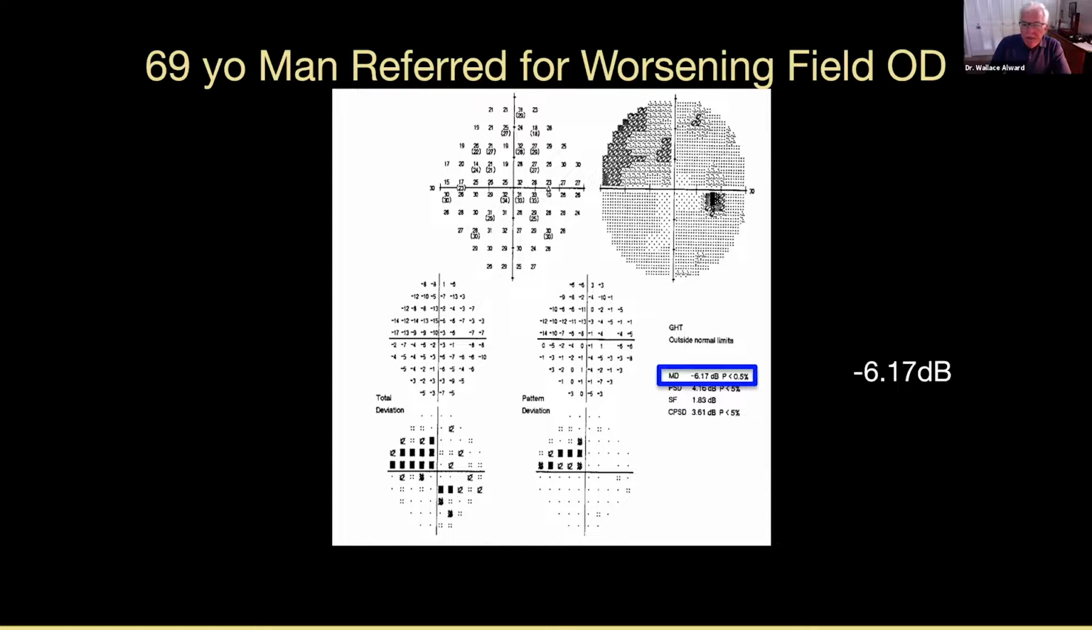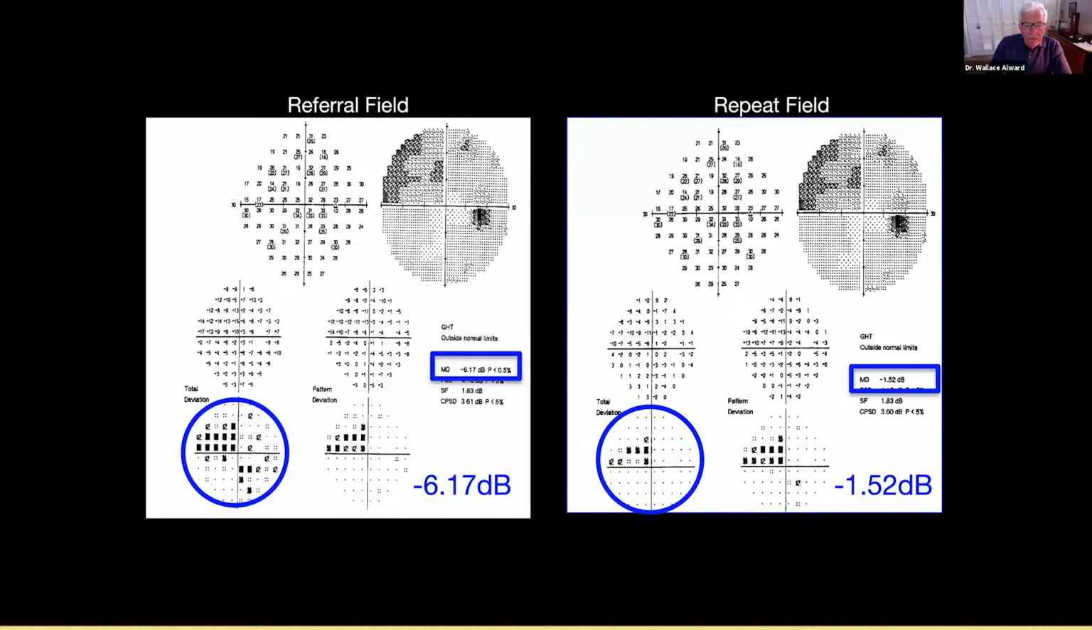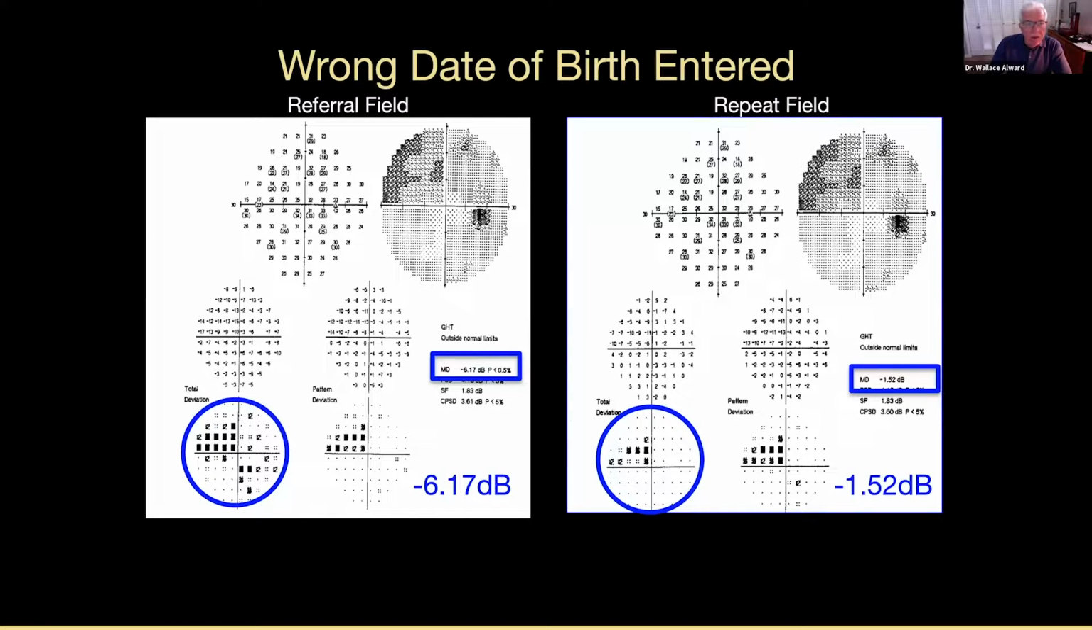Mean deviation minus 6.17 decibels. So we repeated his field, and you can see that the grayscale looks exactly the same. Most things look exactly the same, except for the total deviation. Mean deviation, though, is now minus 1.52 instead of minus 6.17. Total deviation, again, looks different, but everything else looks identical, and that's because the wrong date of birth was entered.